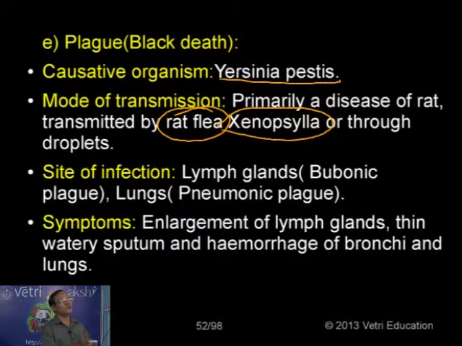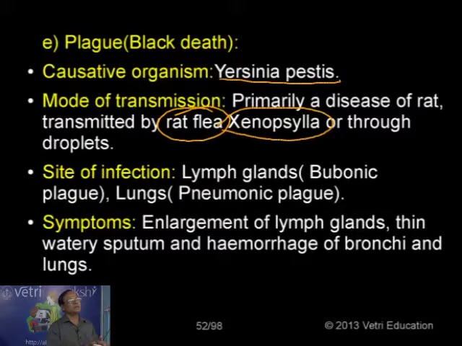We have different types of plague. One type of plague affects the lungs, and that is called pneumonic plague. That one is transmitted through droplet infection, a very serious disorder. So the site of infection is mostly two areas. One is the lymphatic glands, or the lymph glands. The other is the lungs.